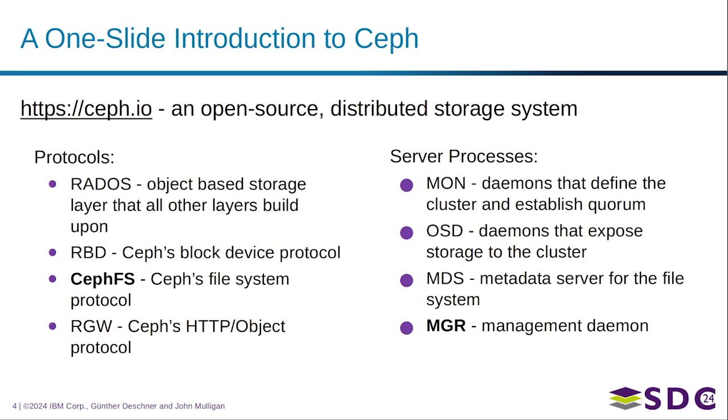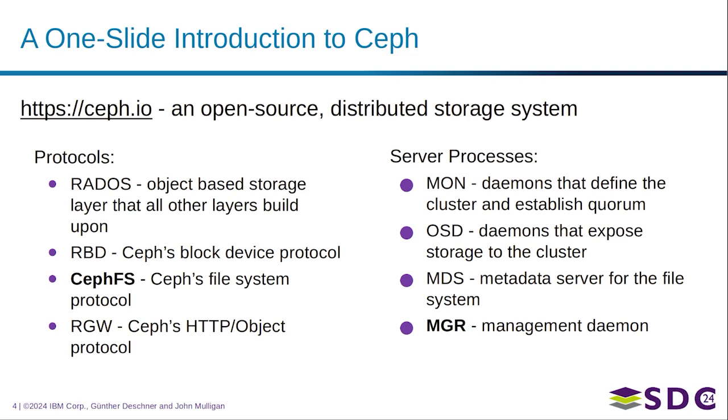It consists of a whole list of protocols. I put them all here on the screen. RADOS, which is the core protocol that holds the object-based storage layer, where all the other components are building upon. There is RBD, the block component of Ceph. And then there is CephFS, which is one of the oldest components of Ceph, the one that we are focusing most on. For that reason, it's also put into bold letters here. It provides a POSIX-like interface for the whole storage infrastructure.